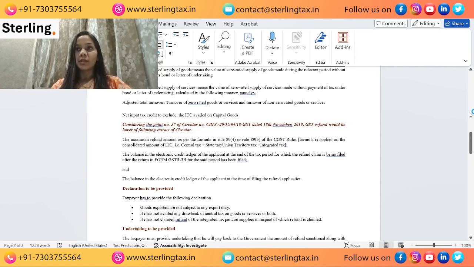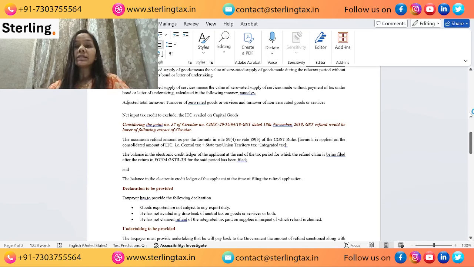First, the amount as per the formula that we have discussed as per Rule 89 of the CGST Rules 2017. Second one is the balance lying in the credit ledger at the time of filing the refund application. If you do not have any balance in the credit ledger at the time of filing the refund application, then definitely you are not eligible to take the refund. If you have already utilized the input tax credit, then you are not eligible to take the refund of that amount.